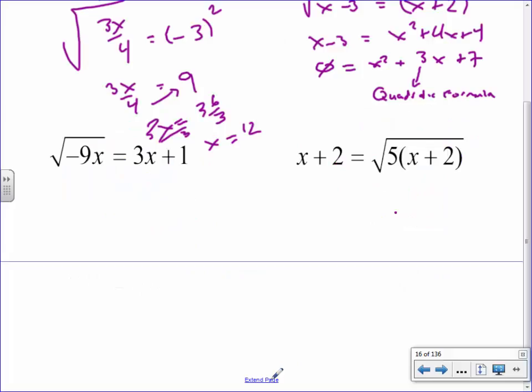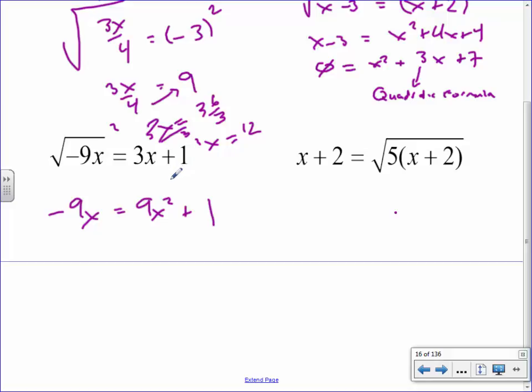Okay, let's try the other ones. On this example right here, we're at the opportune moment already. I already have my square root sitting by itself, so let's square both sides. Now here's the most common mistake kids make. All they do is they square the 3x and they square the 1. What have I missed, though?